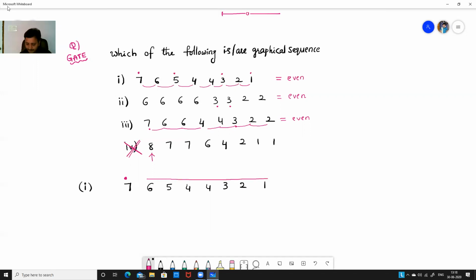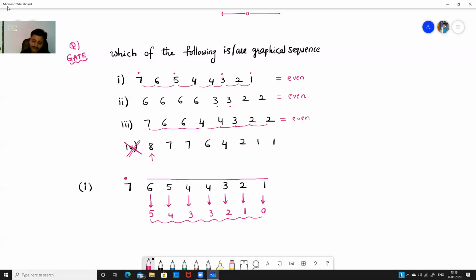You have to subtract 1. So 6 minus 1 equals 5, 5 minus 1, 4, 4 minus 1, 3, 4 minus 1, 3, 3 minus 1, 2, 2 minus 1, 1, 1 minus 1, 0. Now tell me, is it graphic? Is it graphic, meaning is it a simple graph? If you say it is a simple graph, then the given sequence is also a simple graph. That is called the Havel-Hakimi result.